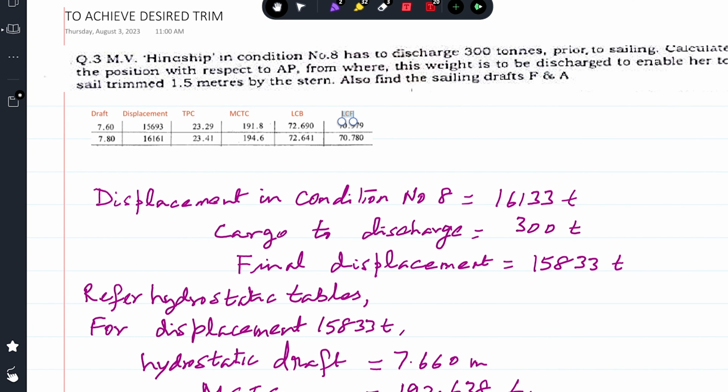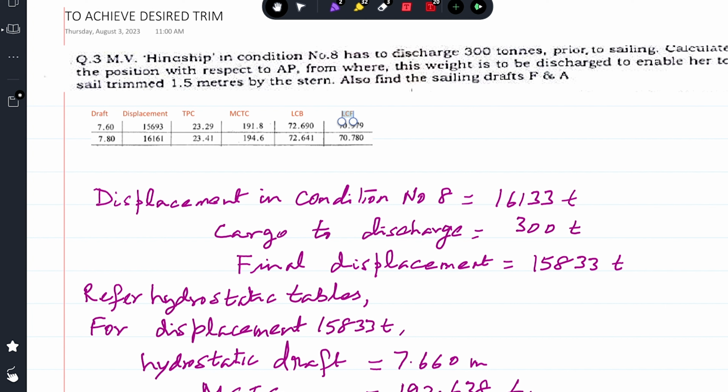Welcome everyone. Today I am continuing with the trim questions from past papers. So today the topic for the trim question is achieving desired trim. There are 3-4 types of trim questions: keeping one draft constant, achieving desired trim, finishing on even keel. So one of them is to achieve desired trim.